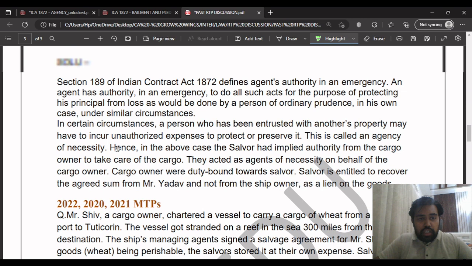Section 189, Indian Contract Act. It defines the agent's authority in case of emergency.